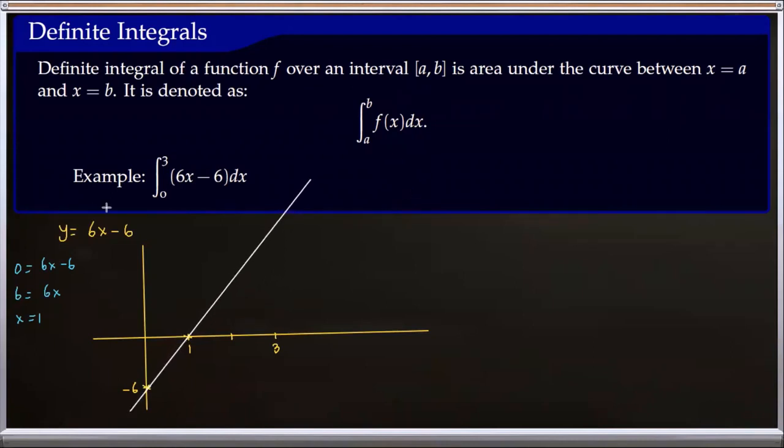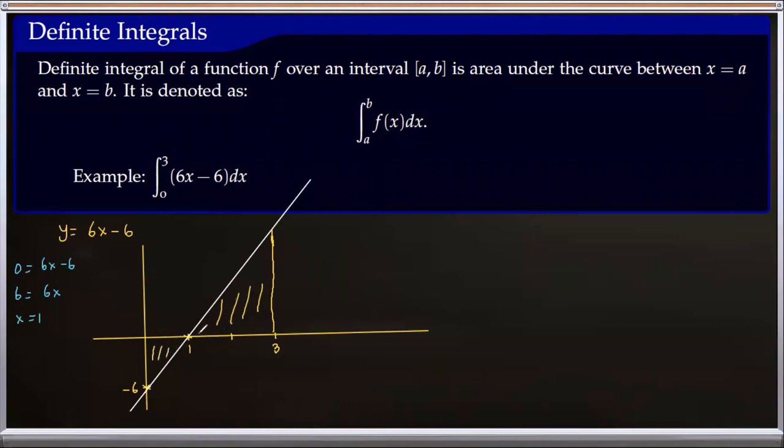Like that. The problem wants us to find the definite integral of this function from 0 to 3. So we are looking at the area under the graph of this function from 0 to 3. 3 is over here, so definitely it will include this area. Now, if you look at between 0 and 1, the area between the x-axis and the graph is this one. So we look at this area.